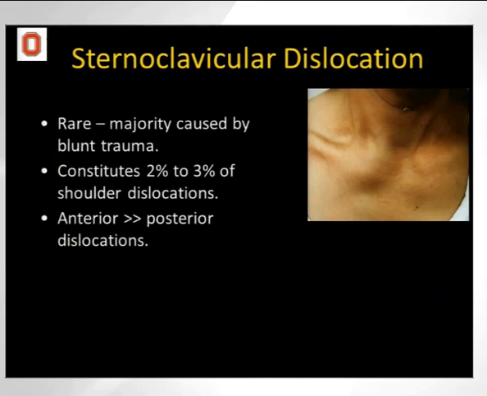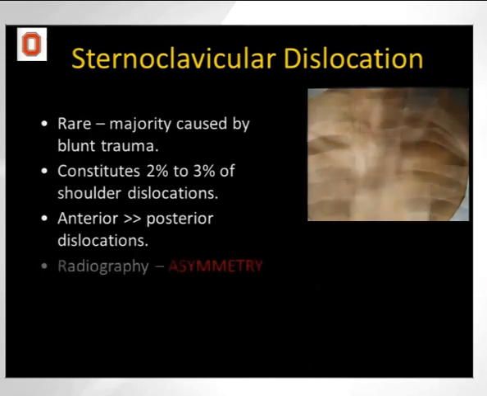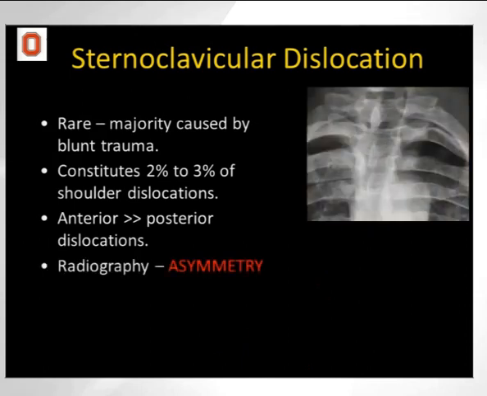Sternoclavicular dislocation, although we've all been taught as medical students and residents to always look for that, is not that common, and it's actually somewhat difficult to miss nowadays. It does constitute 2 to 3% of dislocations of the shoulder, and anterior dislocations are much more common than posterior dislocations. And this is classically the clinical finding. You just have a bulging sternoclavicular region. The key is always asymmetry.